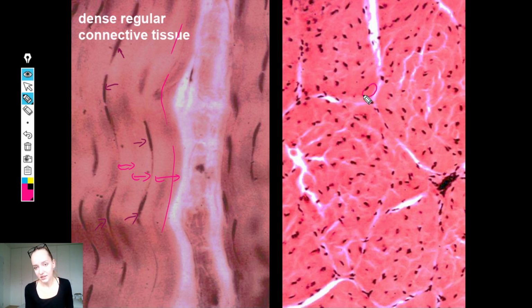So we can see cross sections of collagen fibers right here, which are highly eosinophilic. But all fibers are going in the same direction. All of these are cross-sectioned and these are longitudinally sectioned. That's why we can tell this is dense, because of the thickness of these fibers and the small amount of cells, and regular connective tissue because all fibers are going in the same direction.